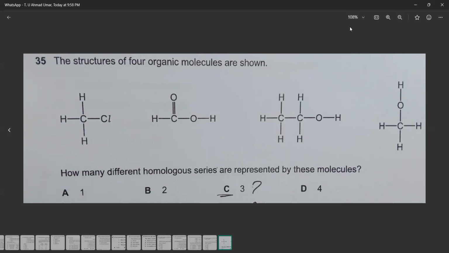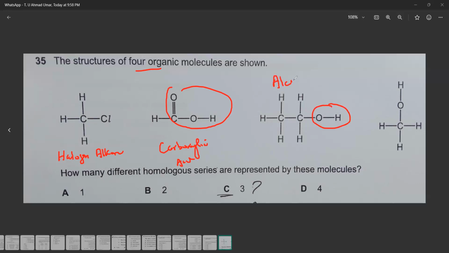In the question, the structures of 4 organic molecules are given. How many different homologous series are there? This is a halogenoalkane, one series. This one has C double bonded with OH, so it is a carboxylic acid, one series. There is OH, so this is an alcohol. This one also has OH, so this is also an alcohol. So how many different series are represented here by these molecules?